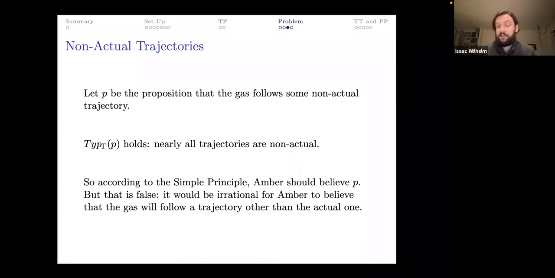The following example is based on some stuff that Ufink said in a big publication a while ago. Let P be the proposition that the gas follows some non-actual trajectory. Then P is typical in Γ, because nearly all trajectories are non-actual. In fact, all of them are, except for the actual one. So according to the simple principle, Amber should believe P. She should believe that the gas follows a non-actual trajectory. But that's false. It would be irrational for Amber to believe that the gas will follow a trajectory other than the actual one.